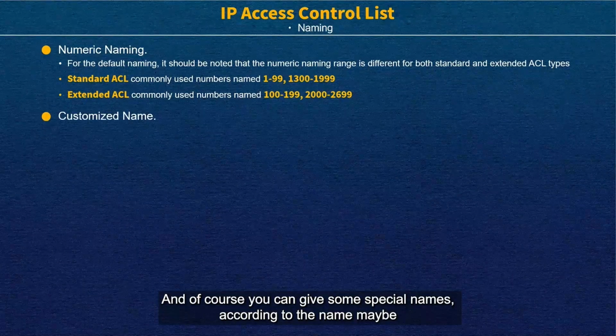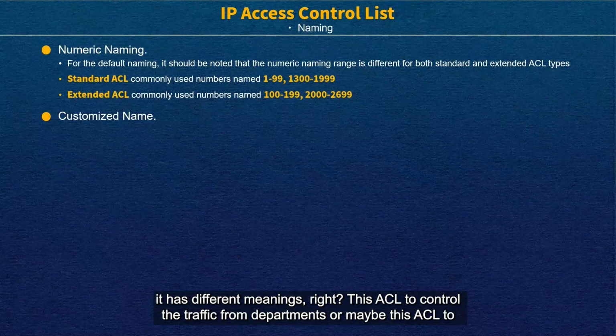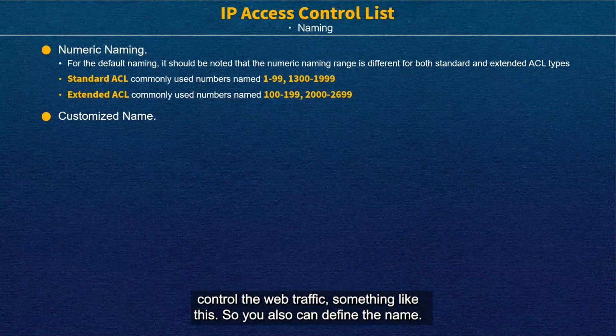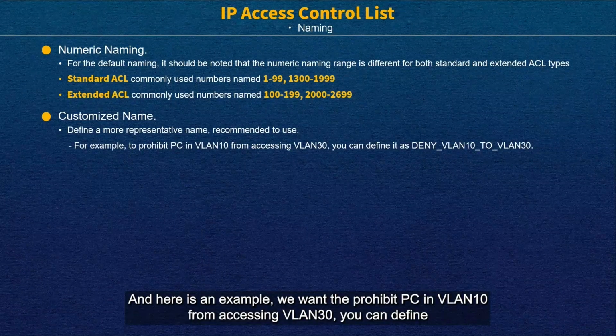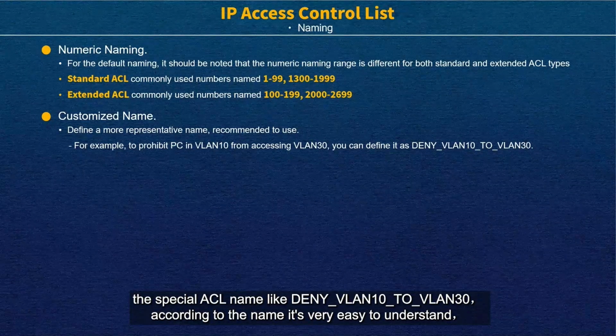Of course, you can give some special name. According to the name, it may have different meanings, right? This ACL controls the traffic from a department, or this ACL controls the web traffic, something like this. So you also can define the name. And here is an example. We want to stop the PC in VLAN 10 from accessing VLAN 30. You can define a special ACL name like deny VLAN 10 to VLAN 30. According to the name, it's very easy to understand, right?